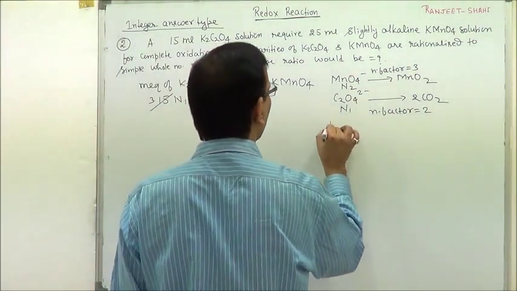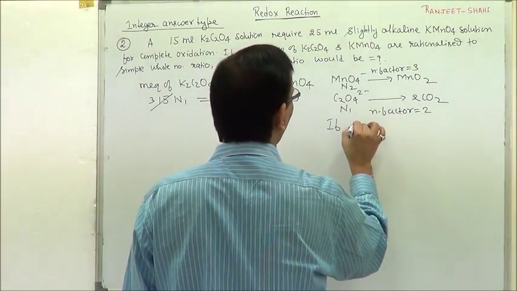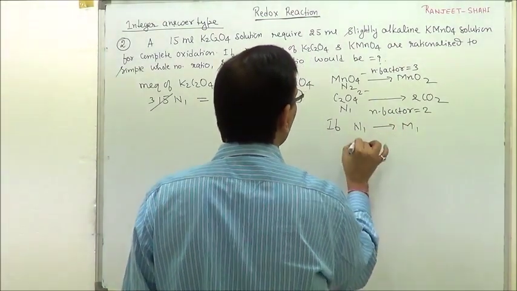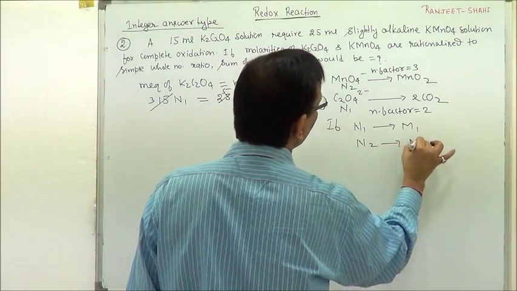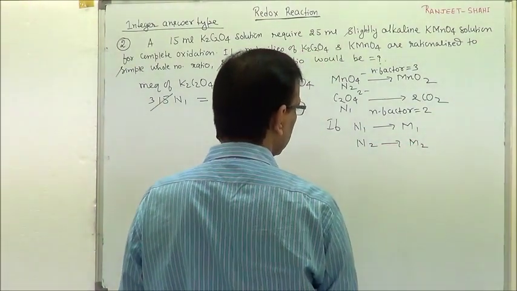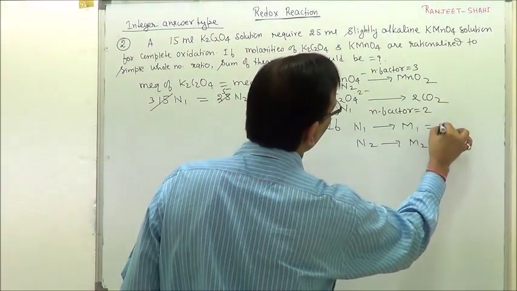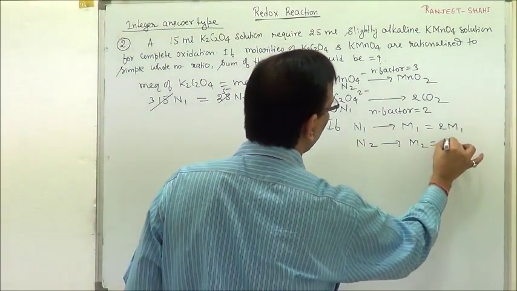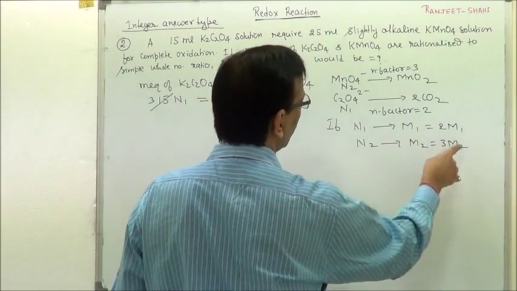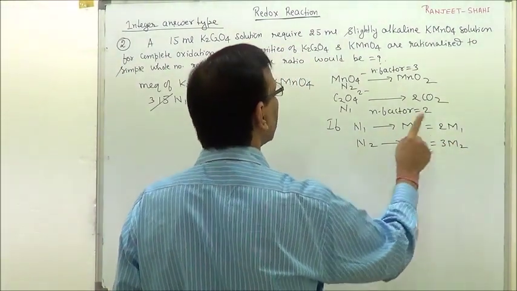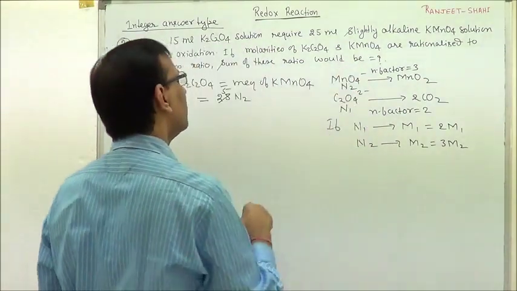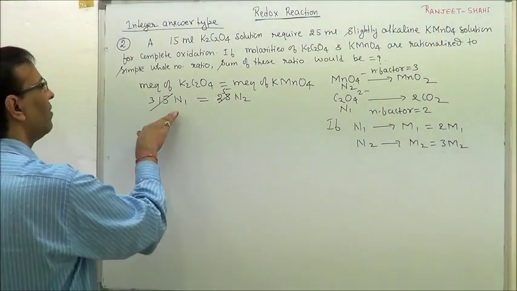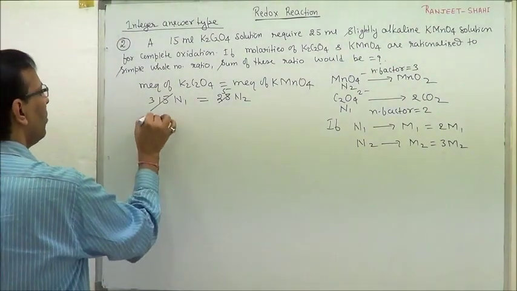So if the corresponding molarities be M1 and M2, then N1 will be equal to 2 times M1 and N2 will be equal to 3 times M2. So molarity multiplied by 3 gives the normality of potassium permanganate, and molarity multiplied by 2 gives the normality of potassium oxalate.